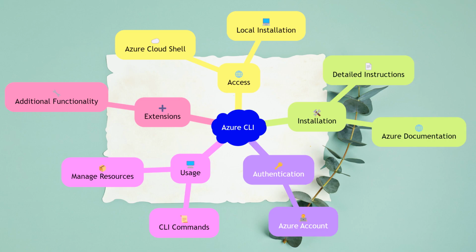To get started with Azure CLI, users can access it through the Azure Cloud Shell or install it locally on their machine. The installation process is straightforward, with detailed instructions available on the Azure documentation website. Once installed, users can authenticate with their Azure account and start using CLI commands to manage their resources. Azure CLI also supports extensions, allowing users to add additional functionality as needed.